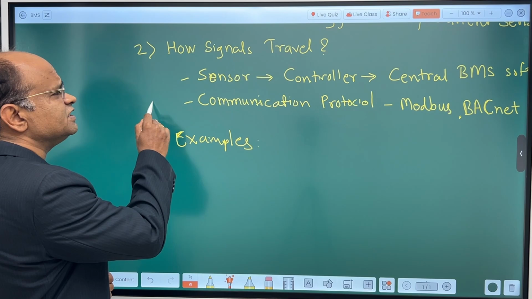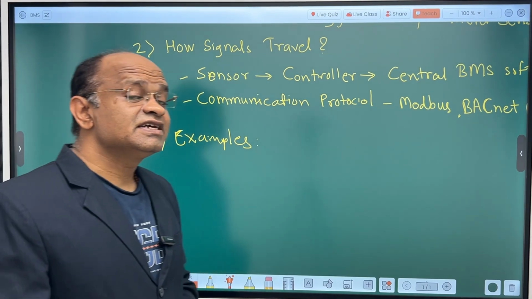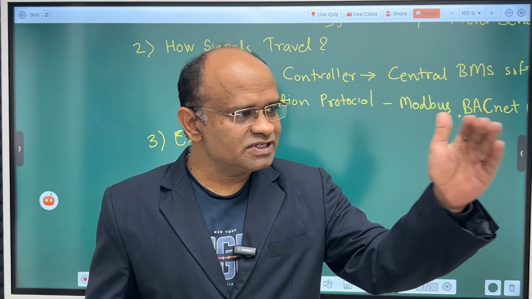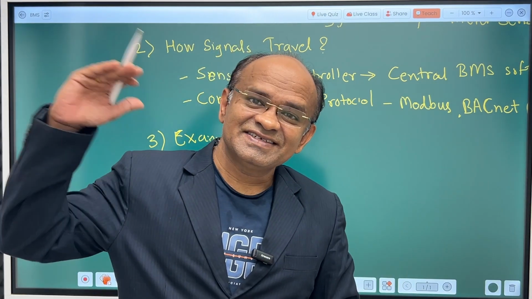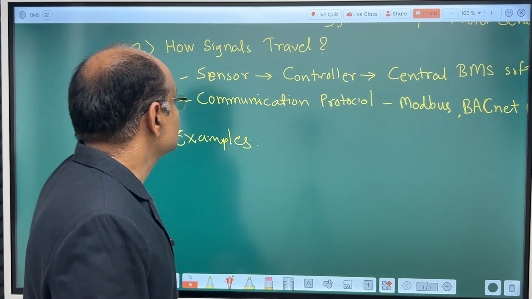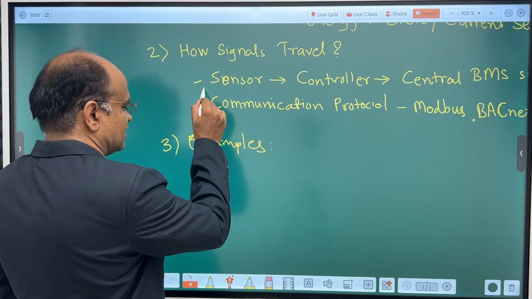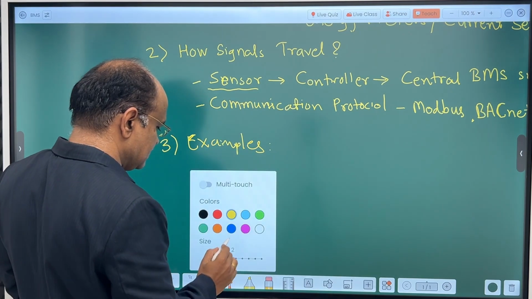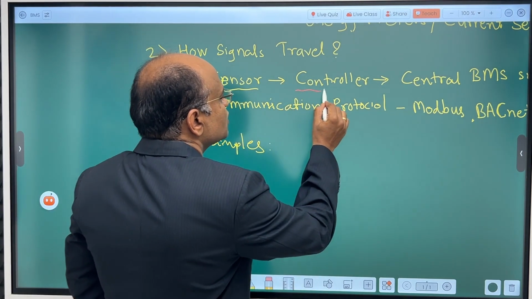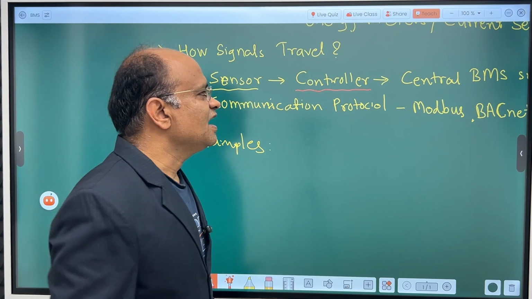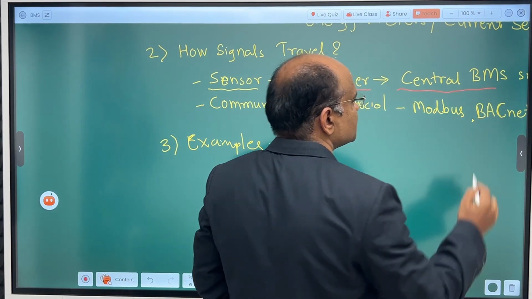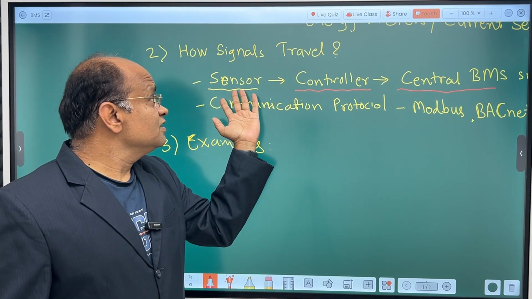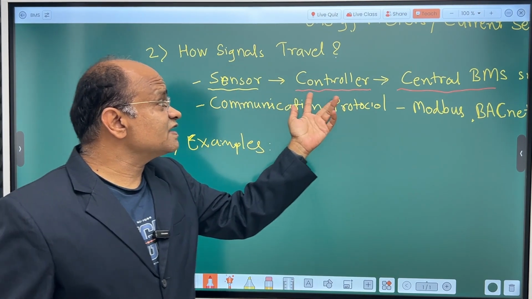Now you will ask me how the signals are traveling. How do the signals travel from the sensor to the BMS system? So first thing is the sensor, then your controller, and then the central BMS system. This is the signal flow, how our sensors' signal is traveling.